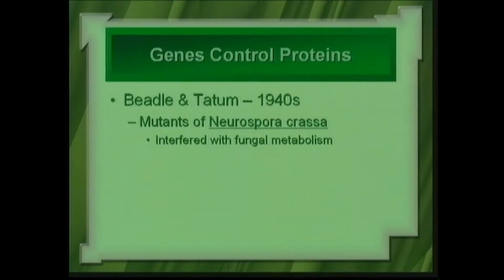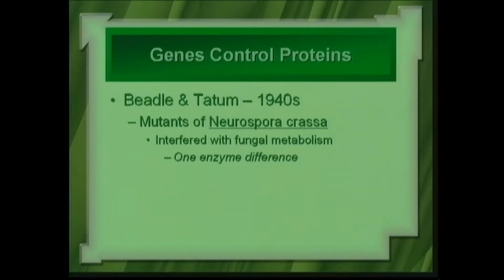So they bombarded these fungi with X-rays, and what they got is mutants. These mutants had mutations that interfered with their metabolism. From this, they formulated the one enzyme, one gene idea. They were able to figure out which enzymes were coded for by the DNA in this particular fungus. That's a famous thing.